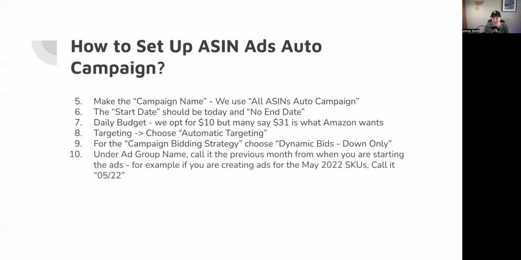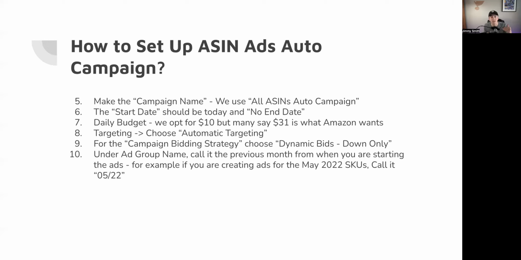And then under the ad group name, we typically call it the previous month from whenever you're starting the ads. That would be my suggestion. So if you're creating ads for May of 2022, you would call it 5/22. So 5/22. That's how we've done it.